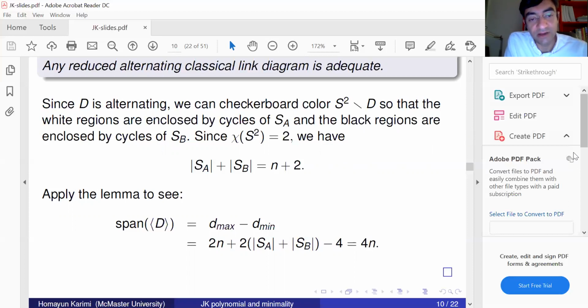Suppose you have another diagram, D prime, with M crossings, then the span of the Kauffman bracket using D prime is less than or equal to 4 times M. On the other hand, it is equal to 4N. So that means N is less than or equal to M. So the diagram which is alternating has minimal crossing number.